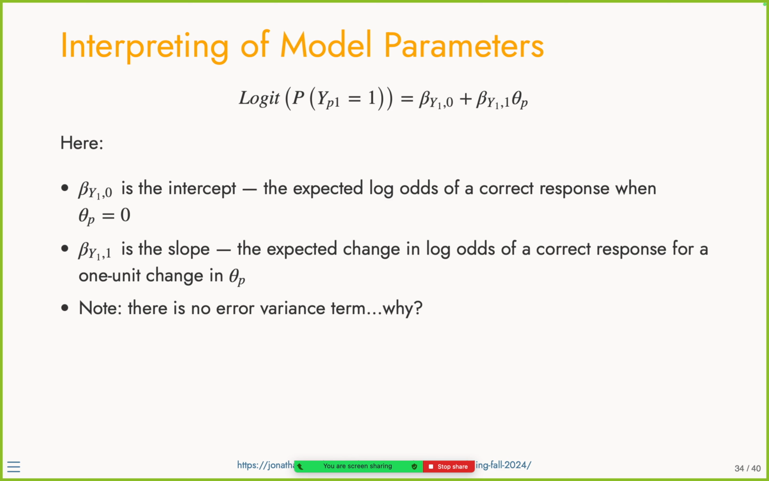So here we interpret the parameters very similarly. However, we just have to remember that our y now is the log odds, not the actual variable itself. All right, so beta 0 is the intercept, which is the expected log odds of a correct response when theta is 0. Beta 1 is still the slope. It's the expected change in log odds when theta goes up 1. This logit changes by beta 1.